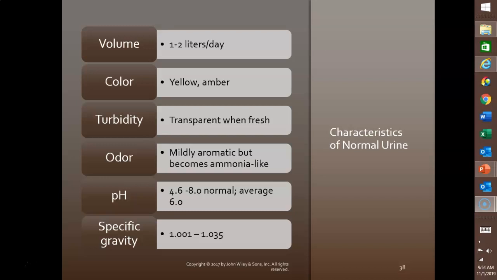The urine should be sort of transparent when you first look at it after urination, but as it sits, it becomes much more cloudy, and we call that turbid. So the longer it sits, the more turbidity, or the more cloudy the urine will appear. Urine has a mildly aromatic odor or smell, and it becomes more ammonia-like after it sits a bit.